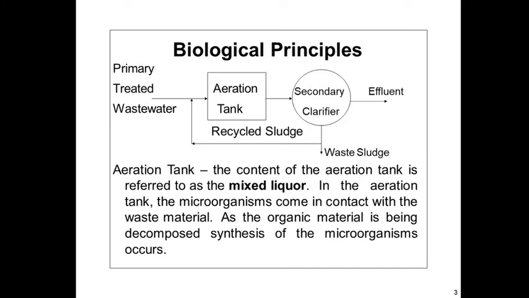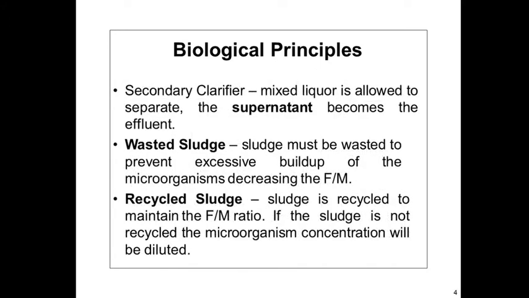Okay, so the content of the aeration tank is referred to as mixed liquor. In the aeration tank, the microorganisms come in contact with the waste material, the organic material is decomposed, and synthesis of the microorganisms occurs. In the secondary clarifier, the mixed liquor is allowed to separate and the supernatant becomes the effluent. The waste sludge must be wasted to prevent excessive buildup of microorganisms, decreasing the F/M ratio, the food to microorganism ratio. Recycle sludge: the sludge is recycled to maintain the F/M ratio.